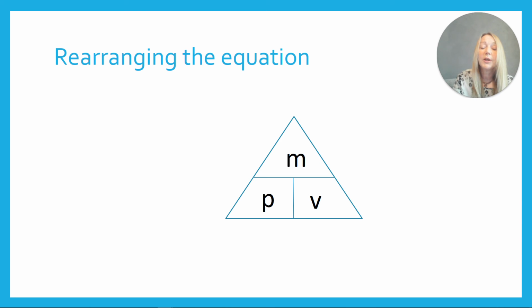So we start off with our triangle. Now remember, with our triangle, the quantity that we're trying to find is the one that we cover up. And remember that the line through the middle is the divide line, and this line is a times line. So if I want to find out mass, I just cover up the mass, and that gives me density times volume. So that's our equation for mass. If I want to find the volume, again I cover up the volume, and that leaves me with mass divided by density, and that's our third equation.